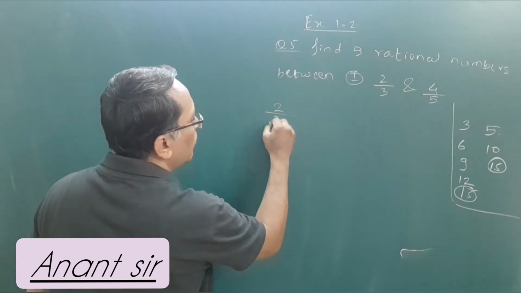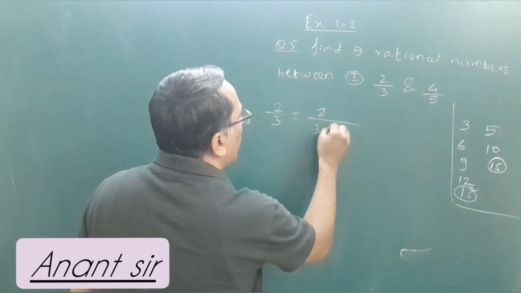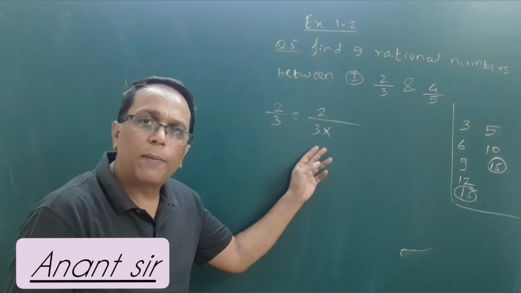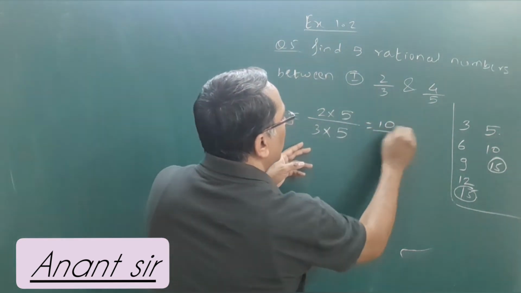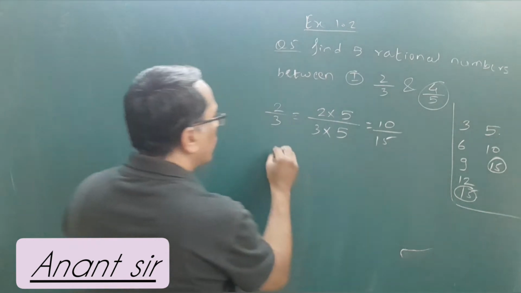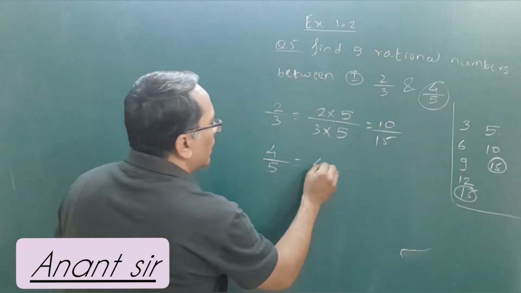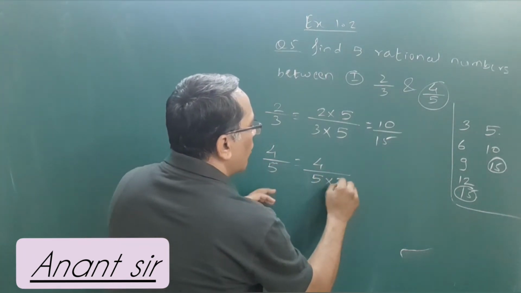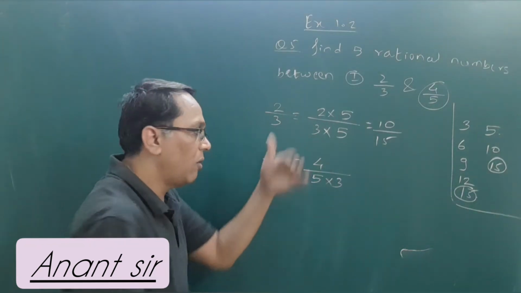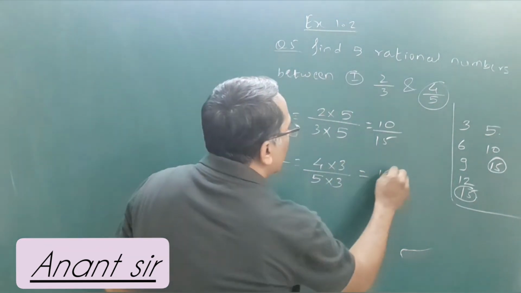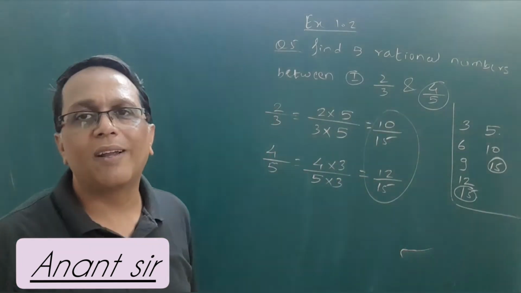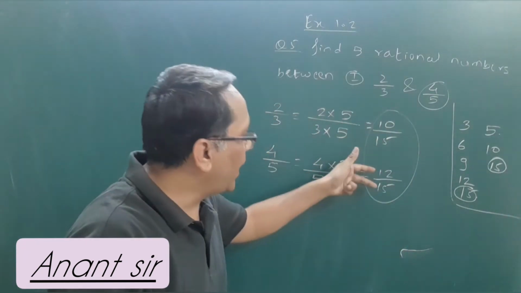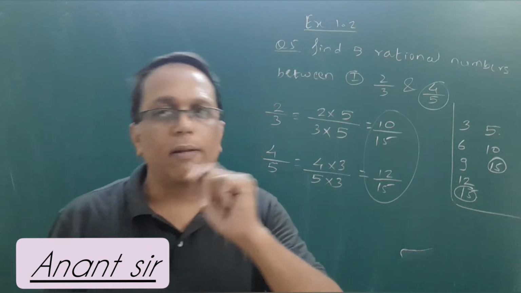In the first, 2 by 3, to make the denominator 15, I have to multiply by 5. So I will multiply the numerator also. So it will become 10 by 15. And now this 4 by 5, to make the denominator 15, I have to multiply by 3. So I will multiply the numerator also. Now you can see there is only one rational number between 10 by 15 and 12 by 15, I can write only 11 by 15, right?